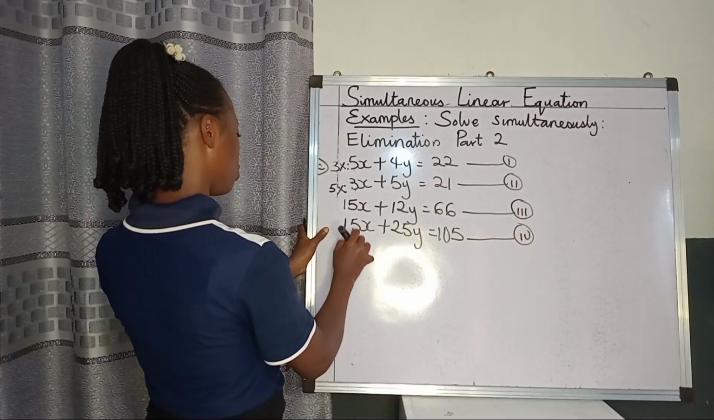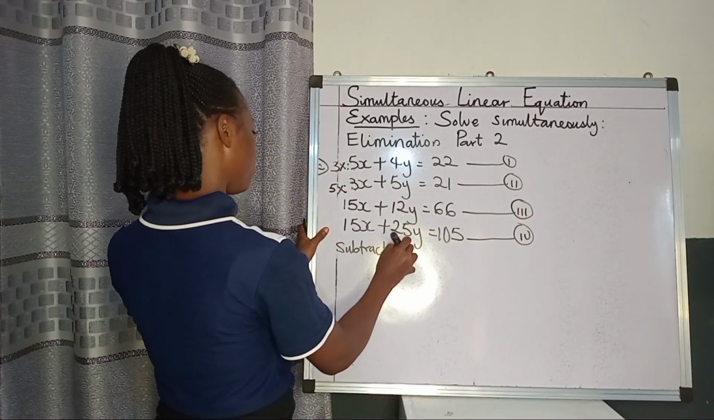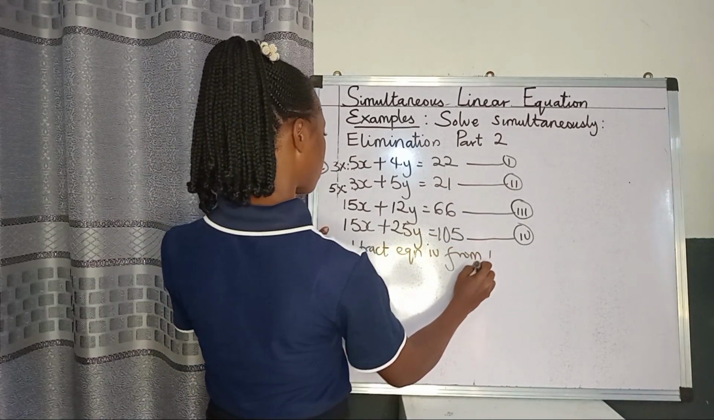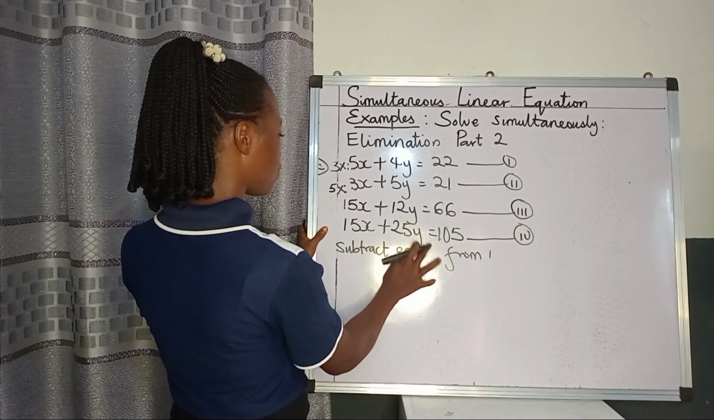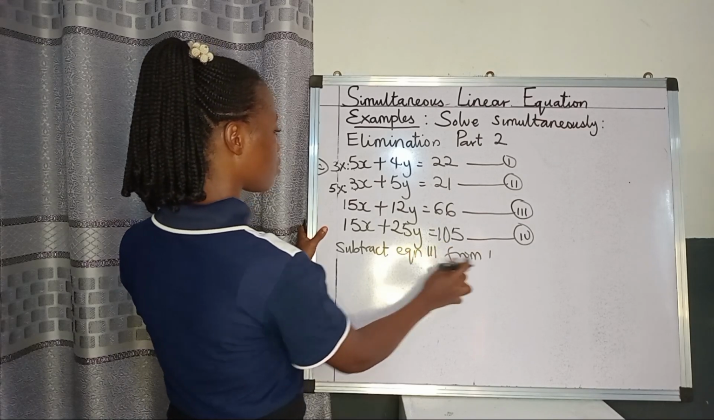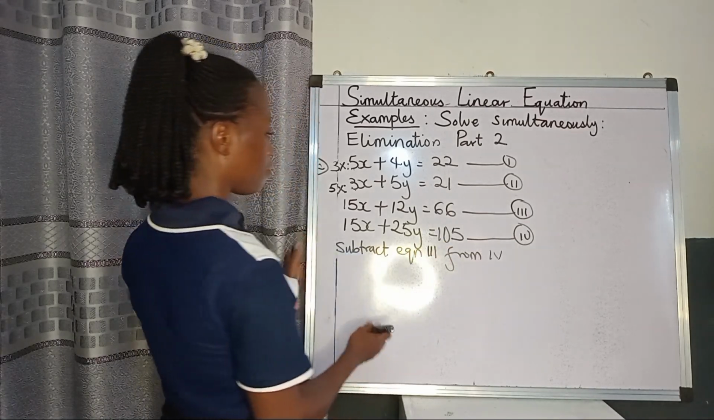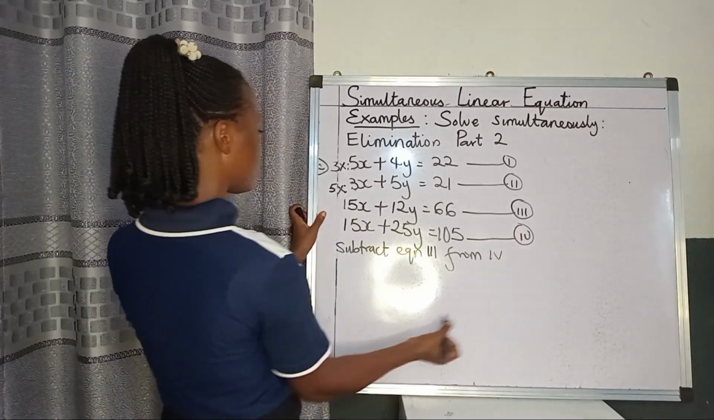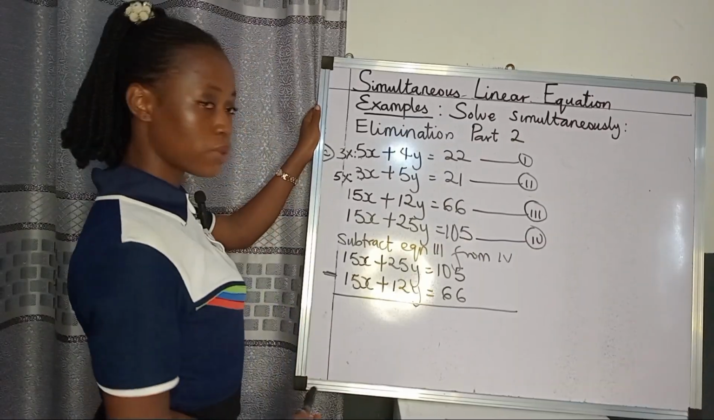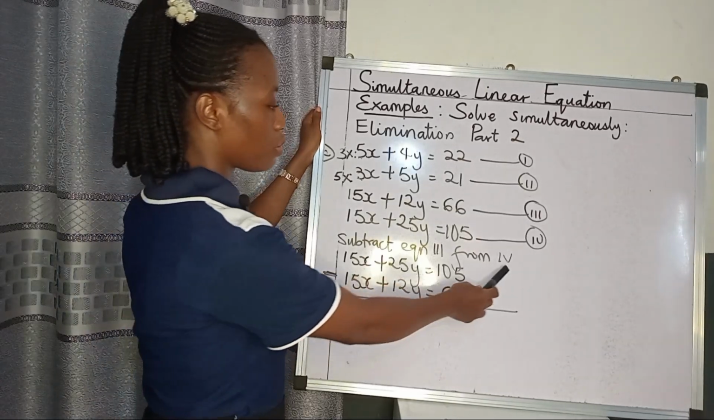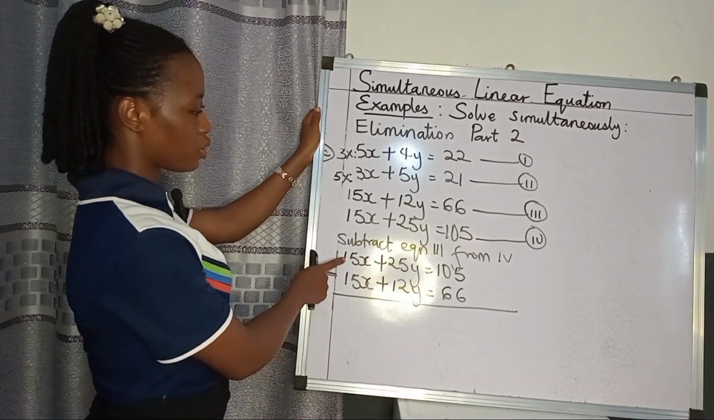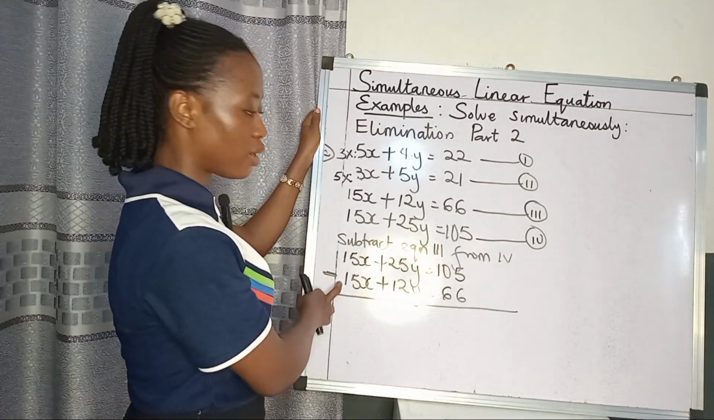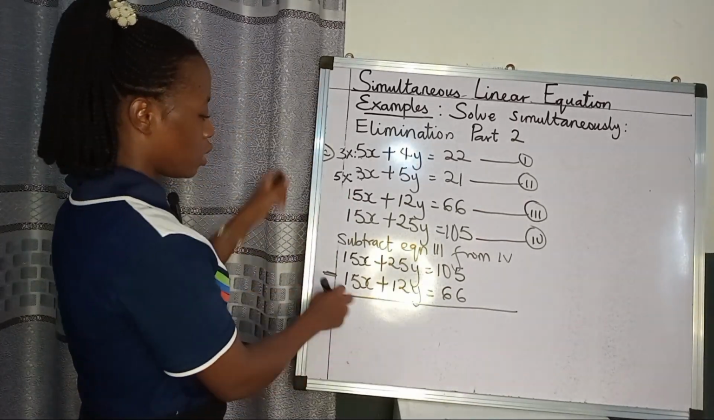Now it's time to subtract. So we are going to subtract equation 3 from equation 4. This is my equation 4, I've written it out. And this is equation 3, I've written it out. So I'm going to subtract.